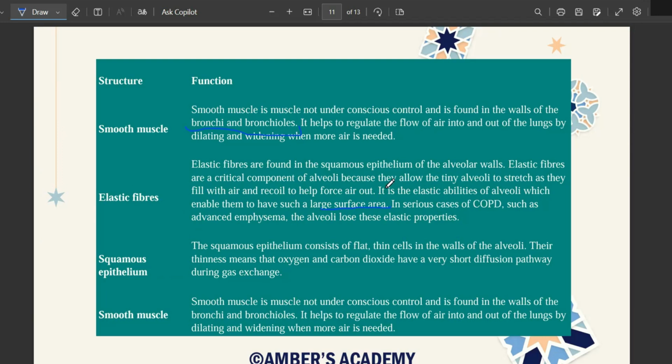So before, I think 2 years ago, we used to have clinical cases in the gaseous exchange system such as chronic bronchitis and emphysema, but now we don't have them. Then we have squamous epithelium, which consists of flat, thin cells in the walls of alveoli. Their thinness means that oxygen and carbon dioxide have a very short diffusion pathway during gas exchange.